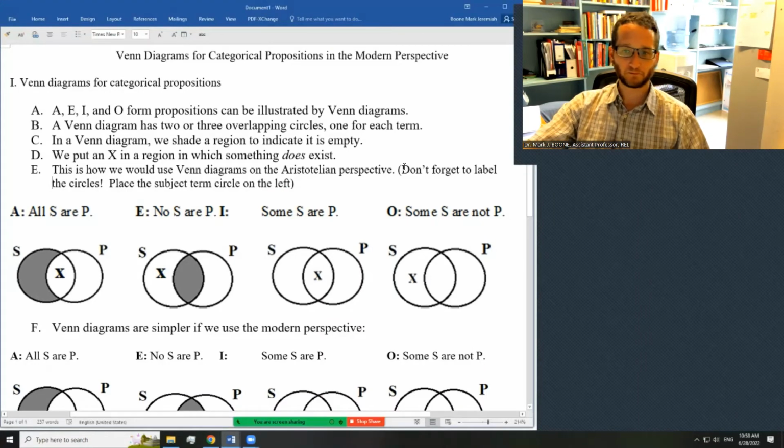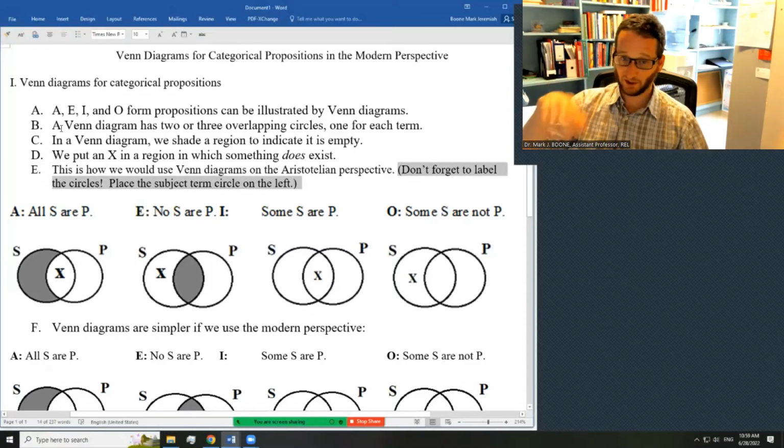All right. I've jotted this much down. I think I may have still forgotten something that's not in my notes, but I think I said it, so hopefully we'll be okay. Don't forget to label the circles, place the subject term circle on the left.